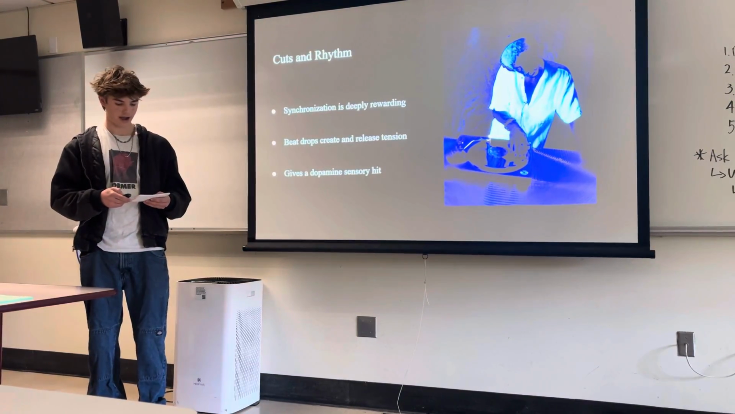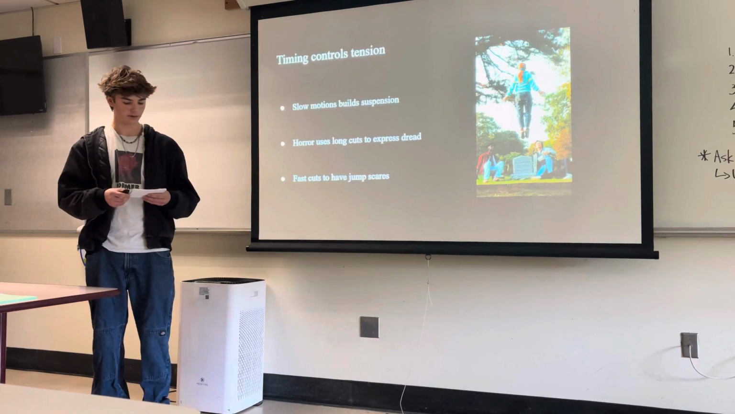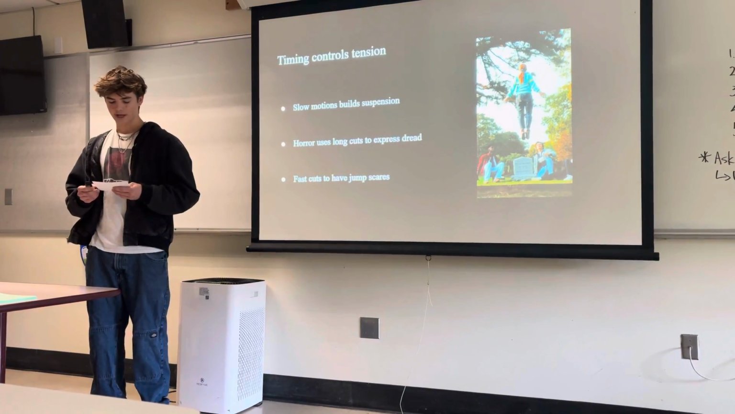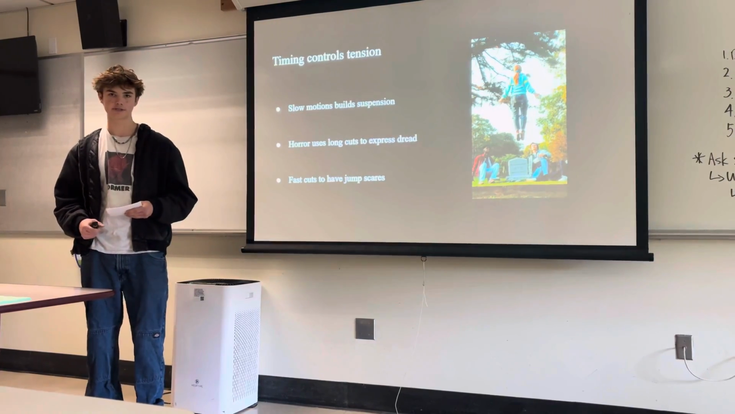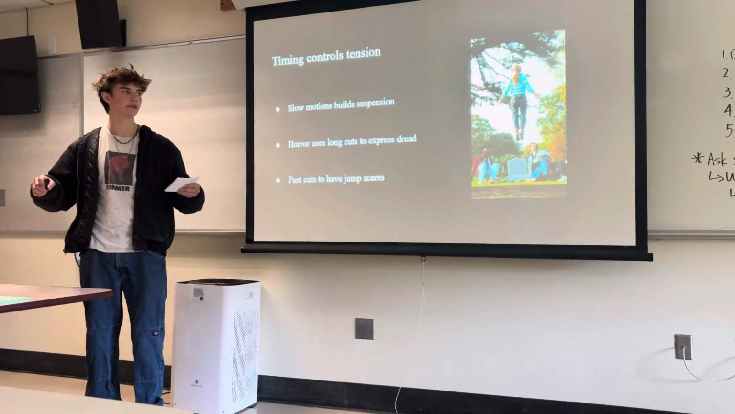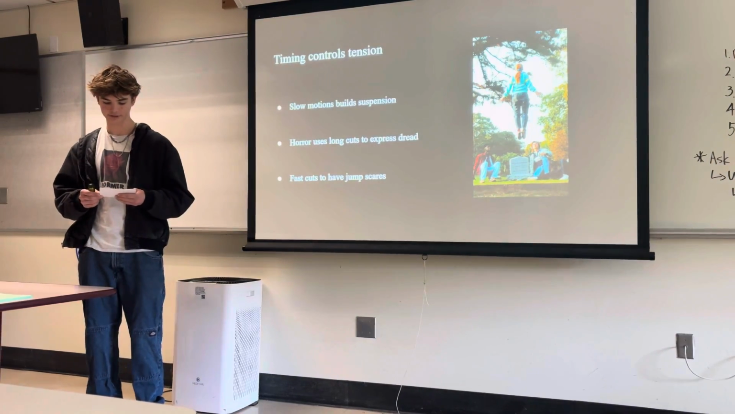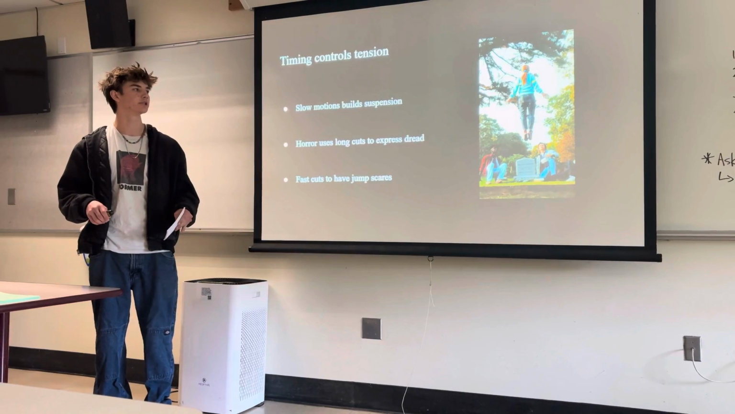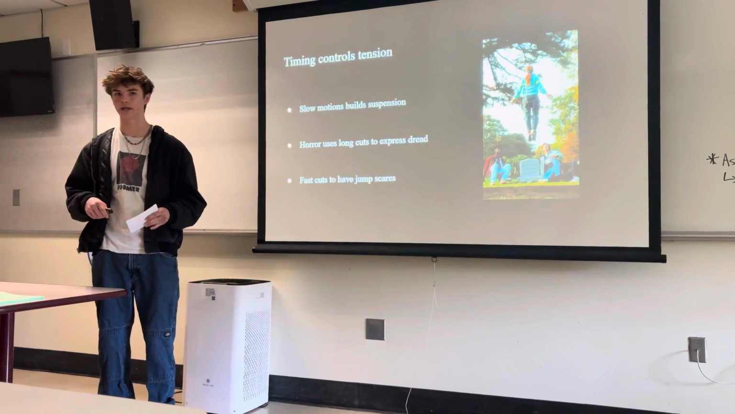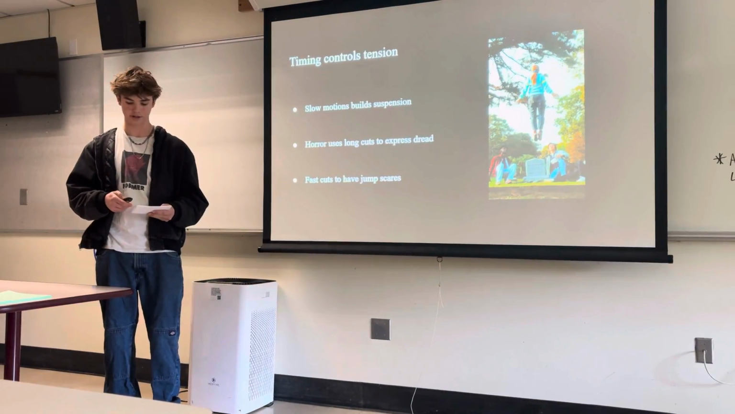Next, I'm going to go over how timing controls tension. The build-up and release of tension is controlled by the pace of any given scene. For example, in the scene from Stranger Things season 4 where Max is floating in the air and it's all ambient and everybody's crowding around her, the scene is shot in slow motion clips and with long takes in order to create tension and then release it all at once.